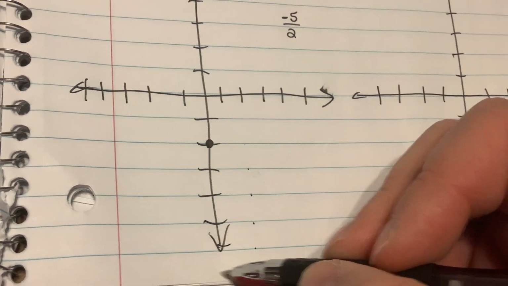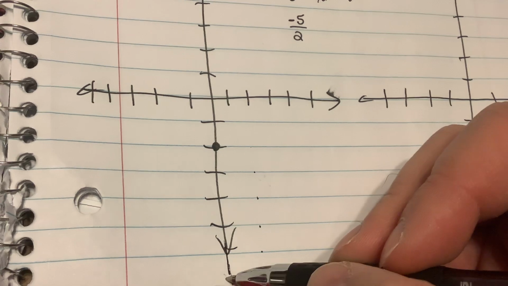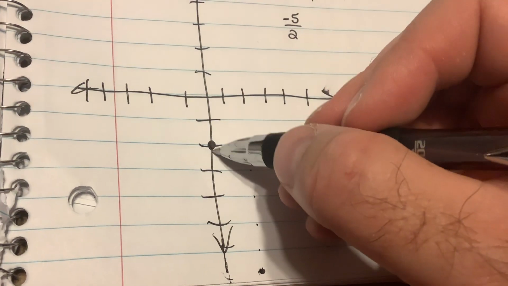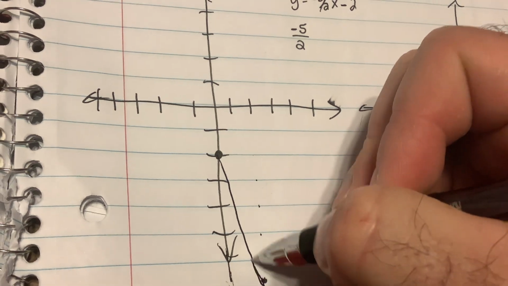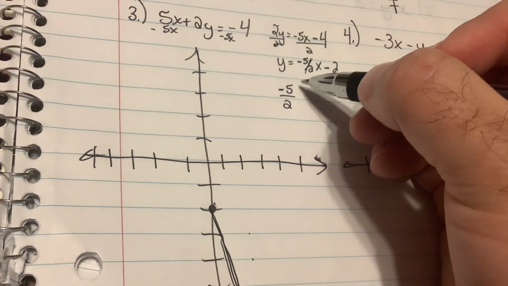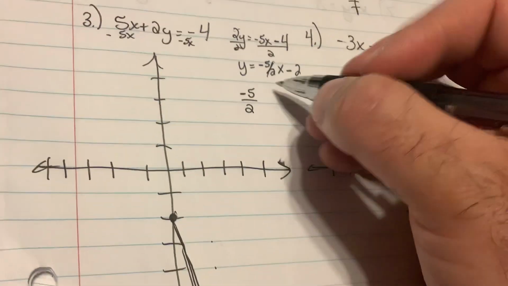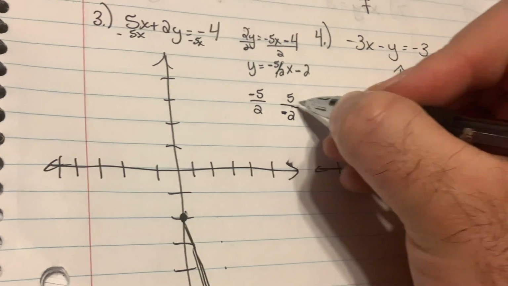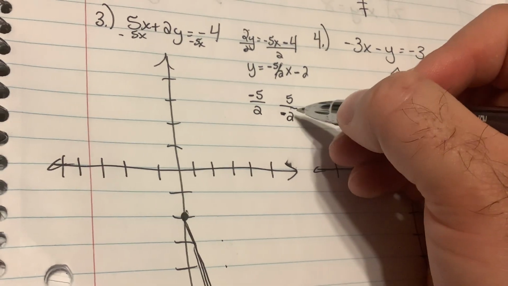Okay, so we'll add a couple more lines to our graph. So here's my next point. So we got a really steep slope here, but it does go down, which with a negative slope we want to go down. And then the other way to have a -5/2 is to have it like this. Okay, this is also -5/2.